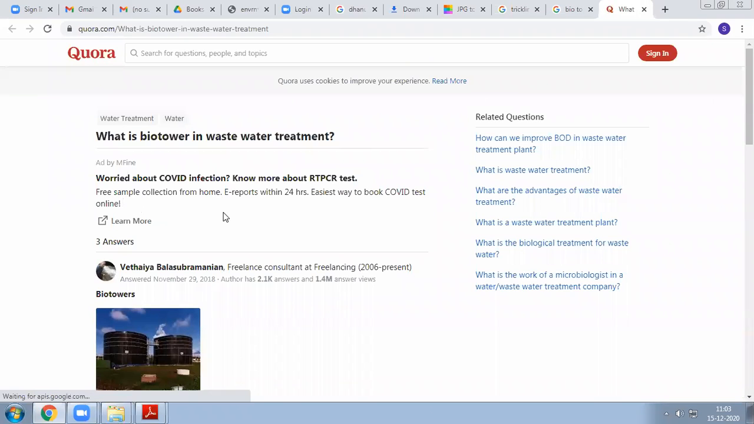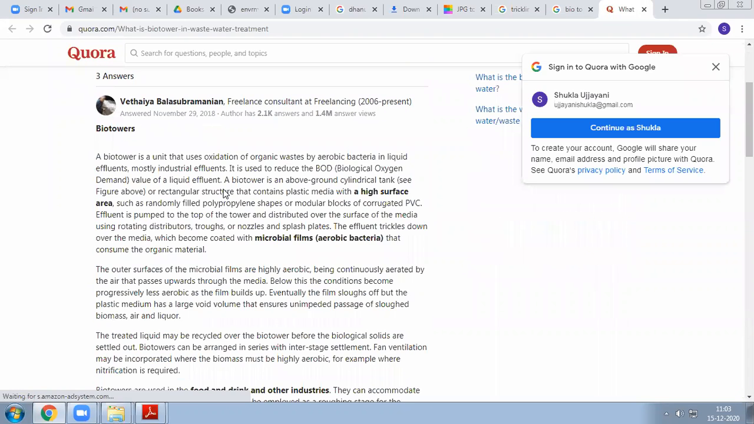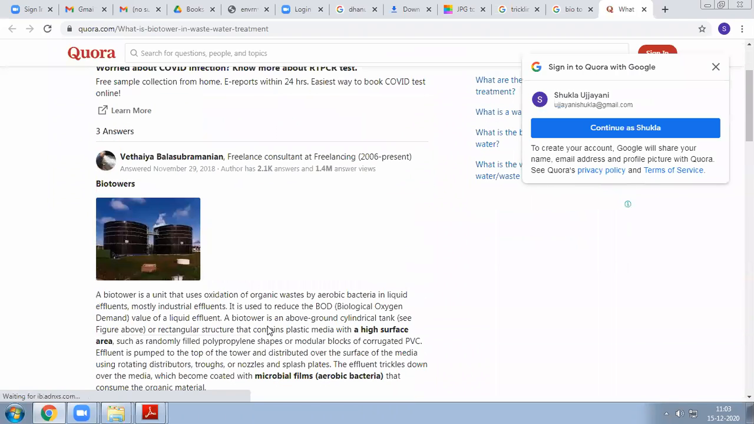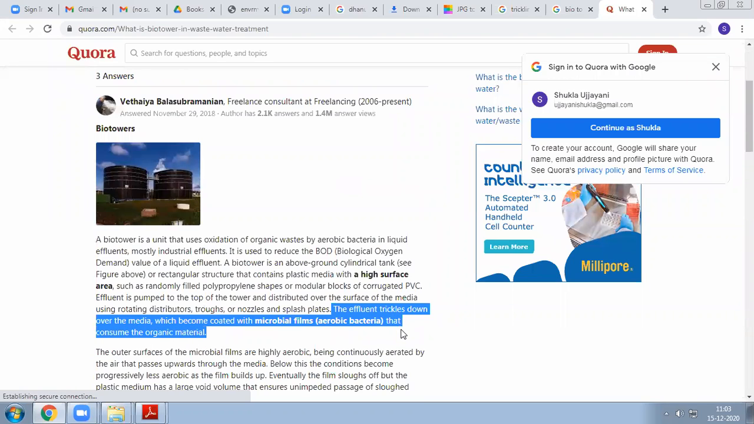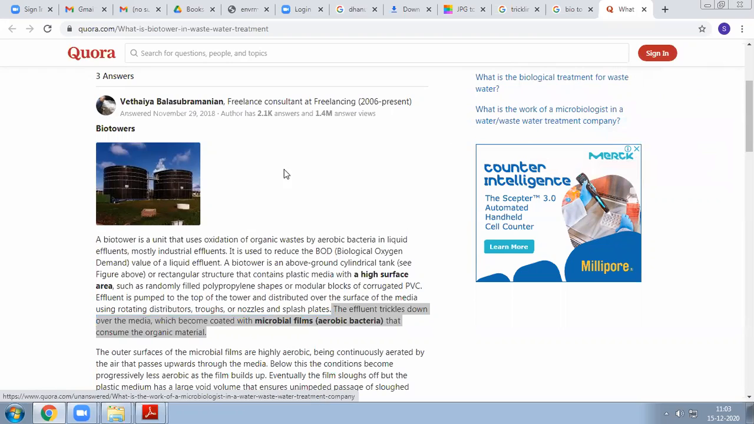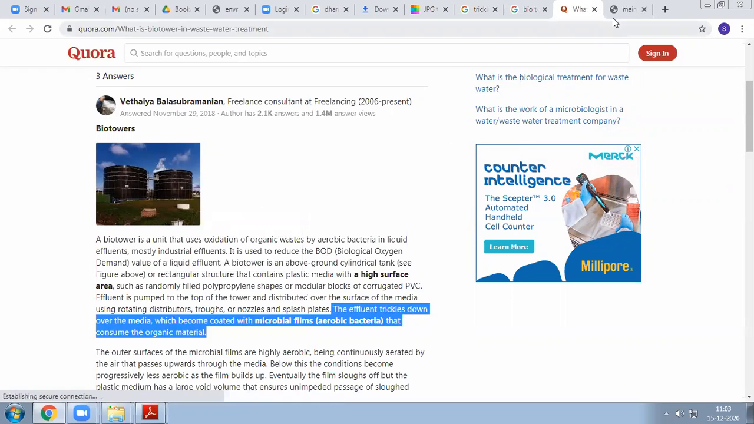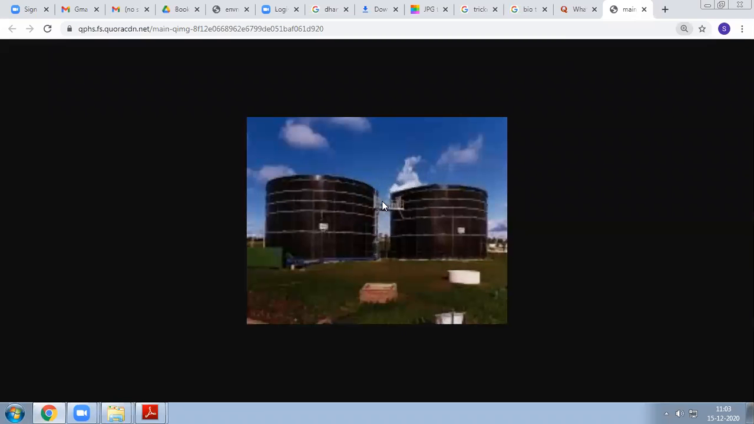So one more way you're seeing this. This is called biotowers. See this. This is biotowers. So same, the effluent trickles down over the media, which becomes coated with a microbial film that consumes organic materials. Same like trickling filter, all looks the same only. So this is how it looks. Biotowers, same like trickling filter, same concept.